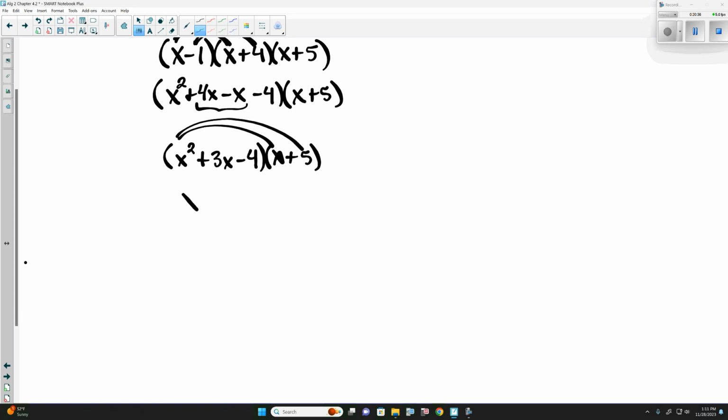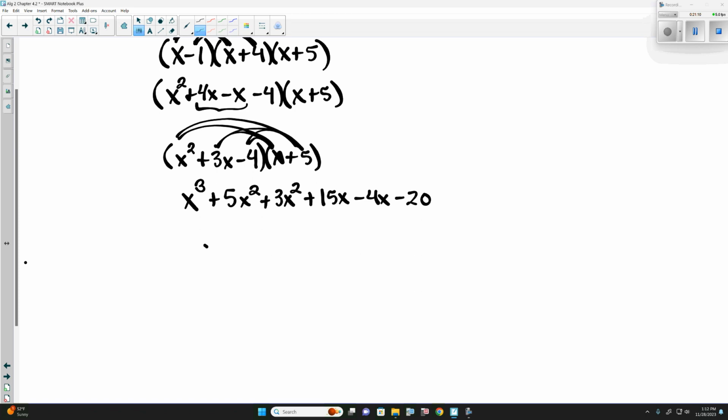X squared times x is x cubed. X squared times 5 is plus 5x squared. 3x times x is plus 3x squared. 3x times 5 is plus 15x. And lastly, negative 4 times x is negative 4x. And negative 4 times 5 is negative 20.